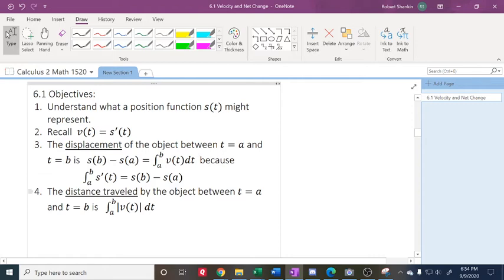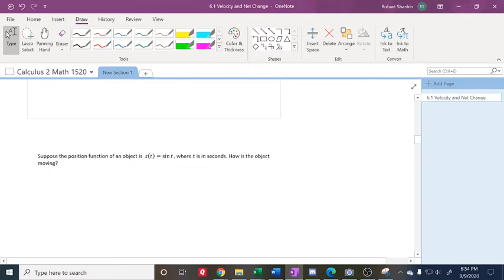And the distance traveled is the same expression, except there's absolute value around the velocity. And we will experience this today, and hopefully you'll understand all this. And those are the objectives for today. And so we're going to start with a problem.